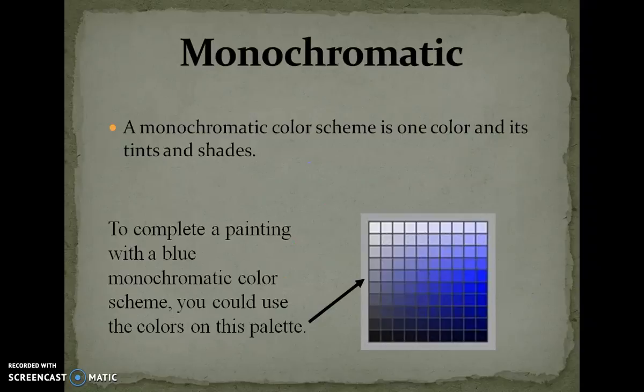Monochromatic. A monochromatic color scheme is one color and its tints and shades. To complete a painting with a blue monochromatic color scheme, you could use the colors on this palette.